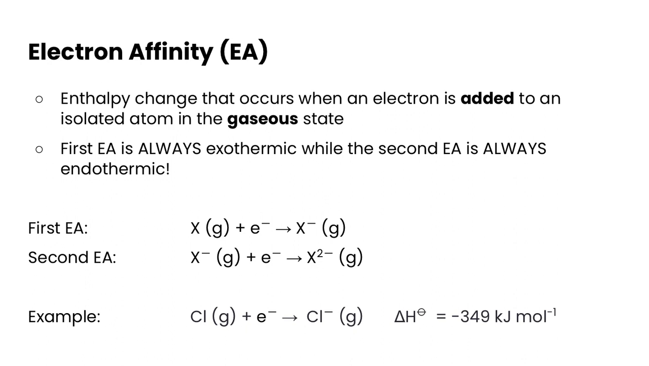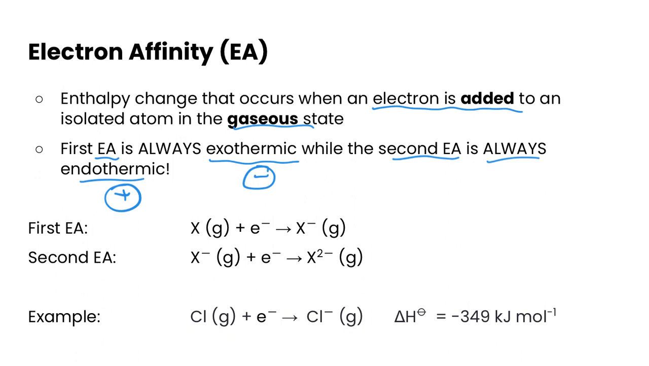Now we also have electron affinity. So this is the enthalpy change that occurs when an electron is added to an isolated atom in its gaseous state. A couple things here. The first electron affinity is always exothermic, so it always has a negative value, while the second electron affinity is always endothermic or has a positive value.